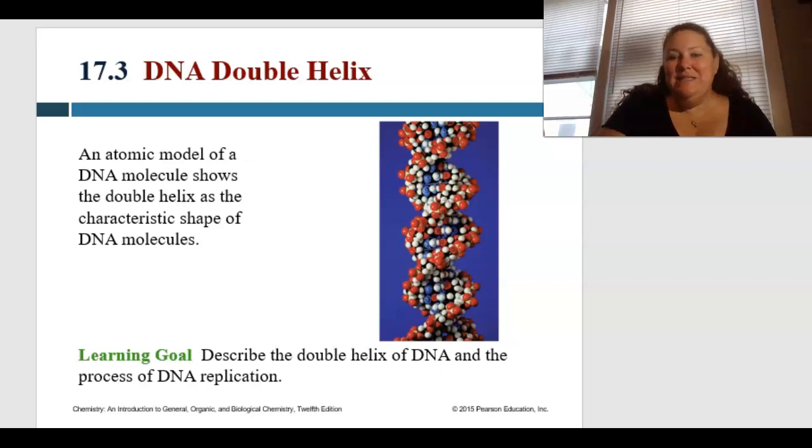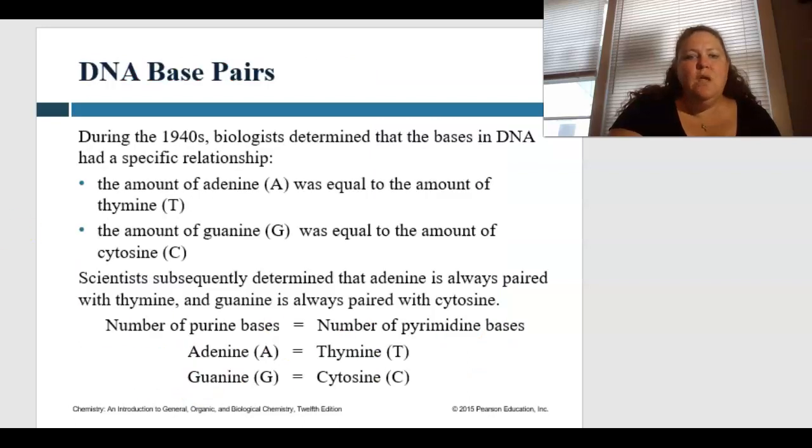Hey, so now we get to talk about the DNA double helix. An atomic model of a DNA molecule shows the double helix as the characteristic shape of the DNA molecule. We're going to learn to describe the double helix of DNA and the process of DNA replication. DNA base pairs are a big part of the DNA double helix and of DNA in general.